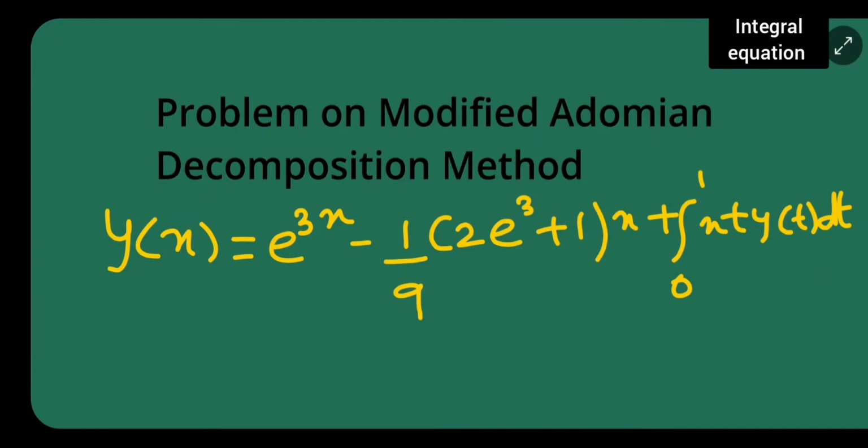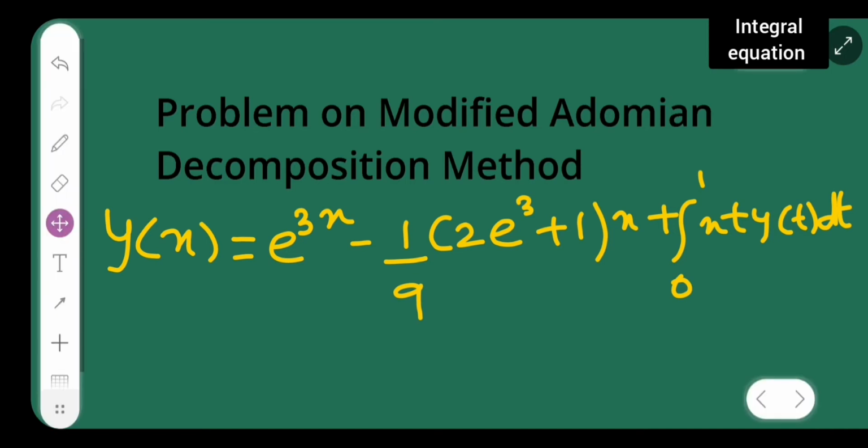So in today's lecture, I will be doing a problem on modified Adomian decomposition method. y of x is equal to e raised to power of 3x minus 1 upon 9 into (2e raised to power of 3 plus 1) into x plus integral from 0 to 1 of x t y of t dt.